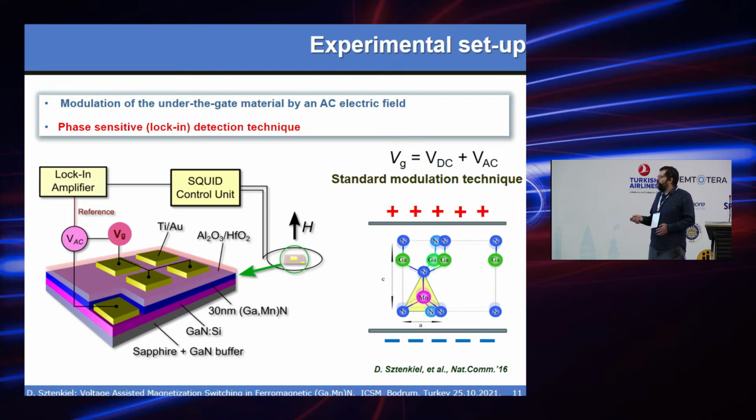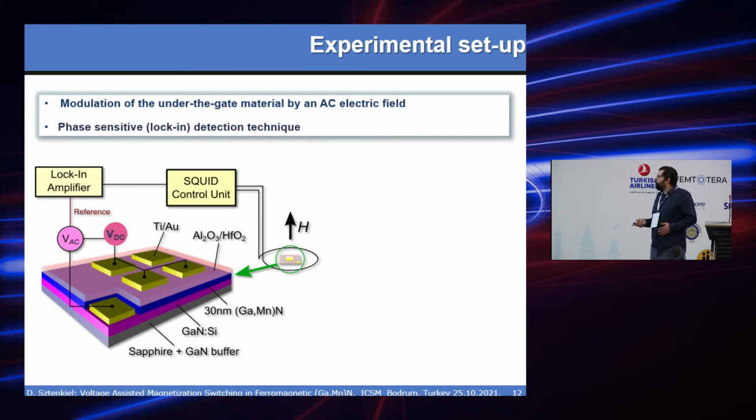So we apply an AC voltage, and therefore through the inverse piezoelectric effect we change the thickness of our layer, so we also change the magnetization in phase with the applied AC electric field. The changes of magnetization are collected by the SQUID pickup coils, and then the signal is detected by lock-in amplifiers. This is phase sensitive detection. Here it is in more detail. We apply sinusoidal modulation.